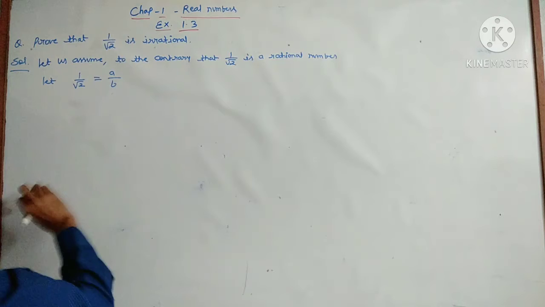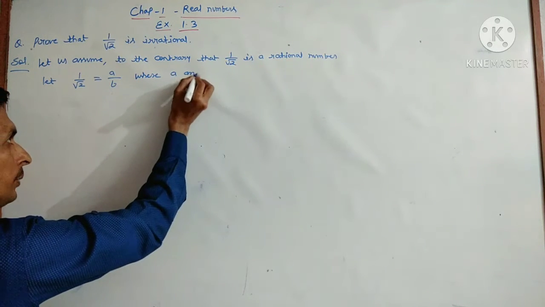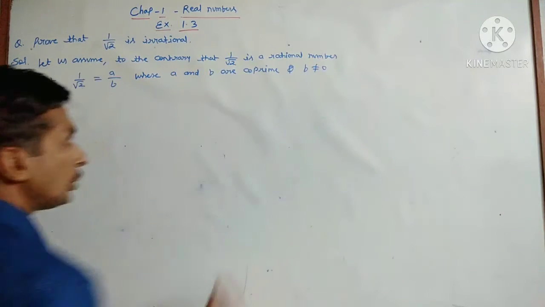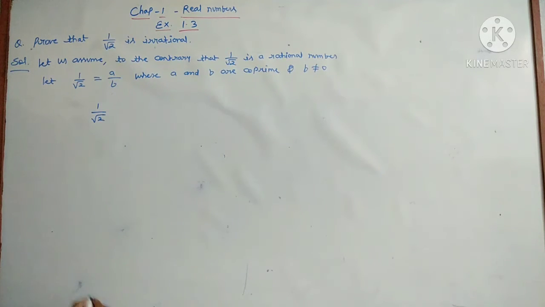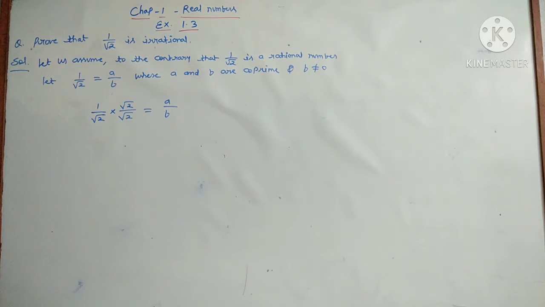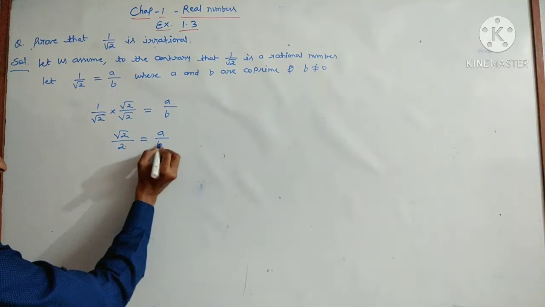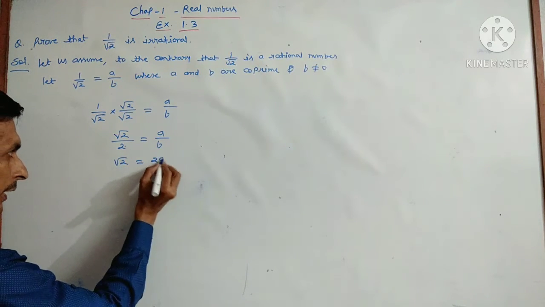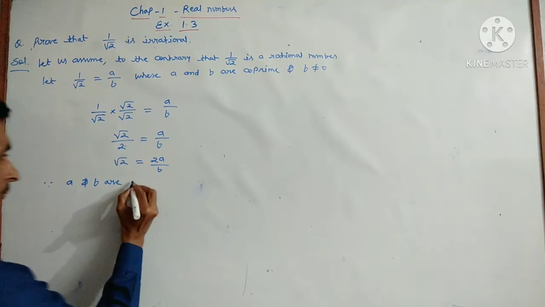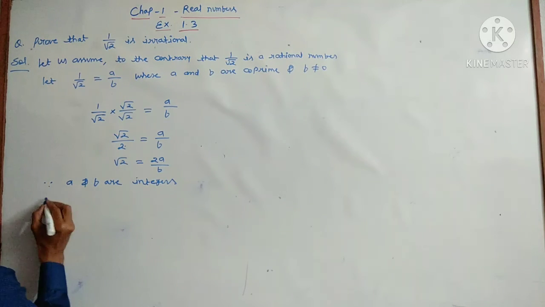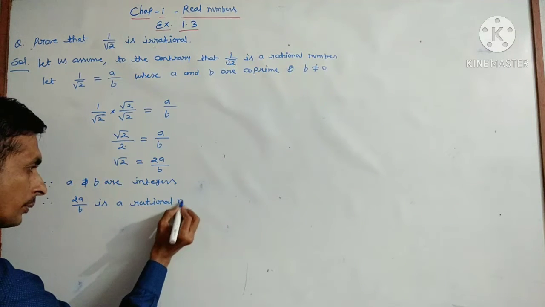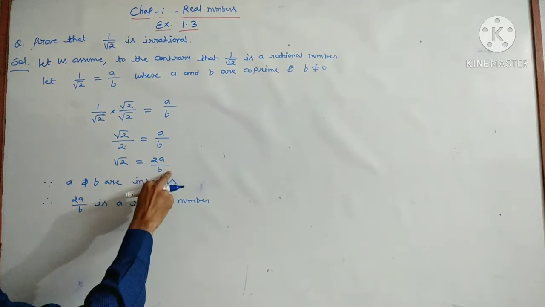This one is a rational number, so we can write it in a upon b form, where a and b are co-prime and b not equal to 0. Okay, 1 upon root 2, so root 2 is the denominator, so we will multiply by root 2 upon root 2, and you can also call this rationalization. Okay, so root 2 upon 2 is equal to a upon b. So root 2 equals 2a upon b, since a and b are integers. So 2a upon b is a rational number. Okay, and so this one is a rational number, so it will also be a rational number.